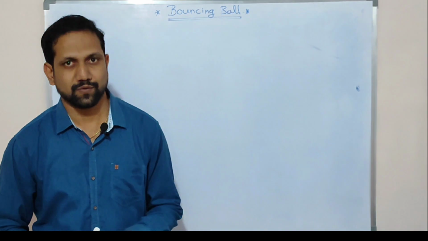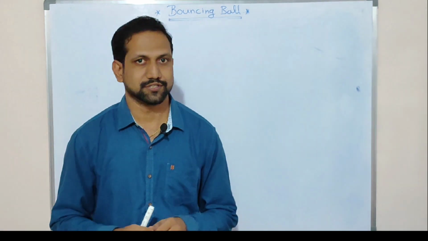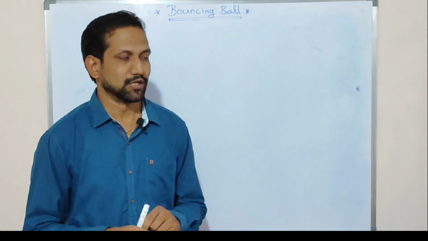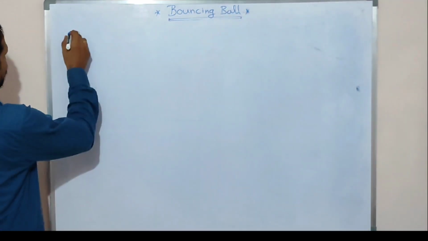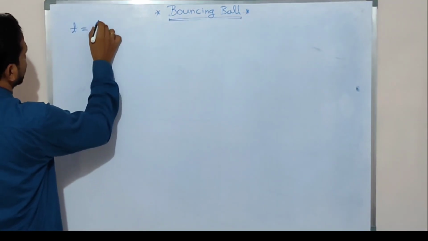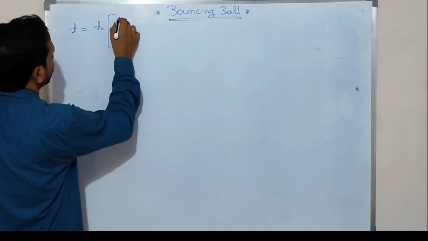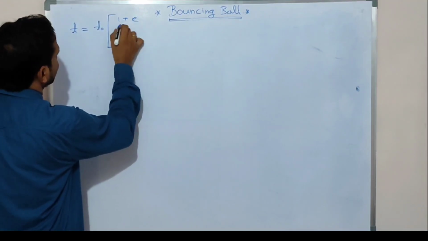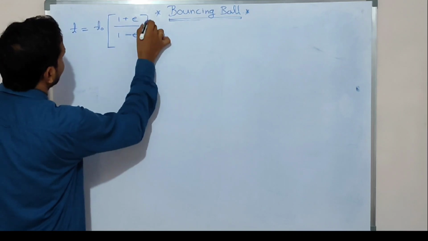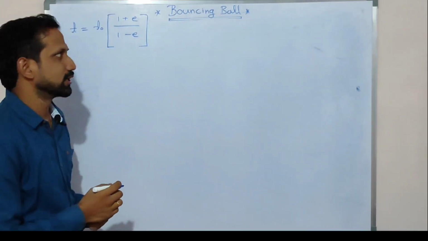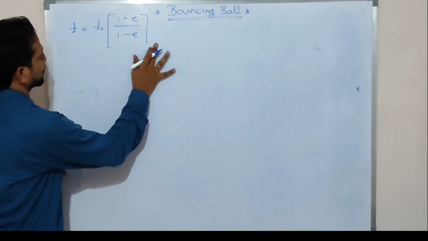Let us discuss the continuation of the bouncing ball that we have already discussed up to the time taken. We have proved that the total time spent by the ball will be T naught into (1 plus e) divided by (1 minus e). This much time will be spent by the ball when it comes to rest.